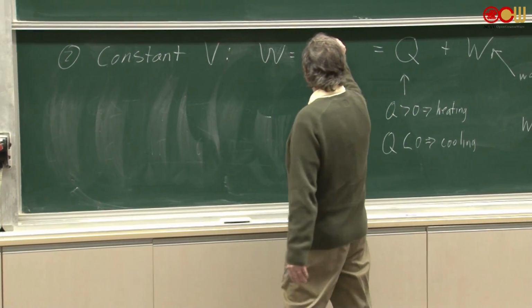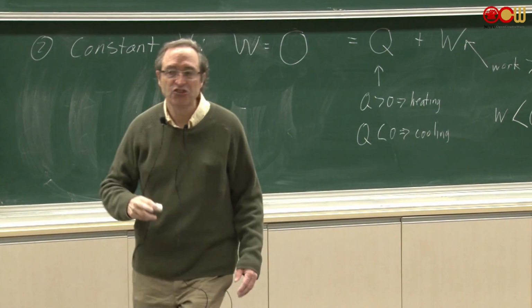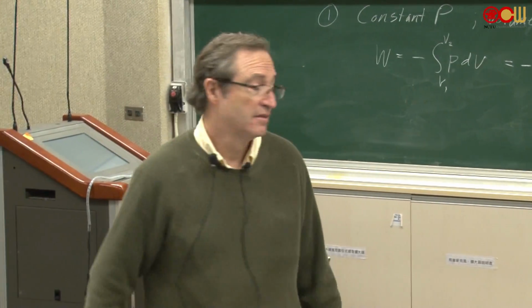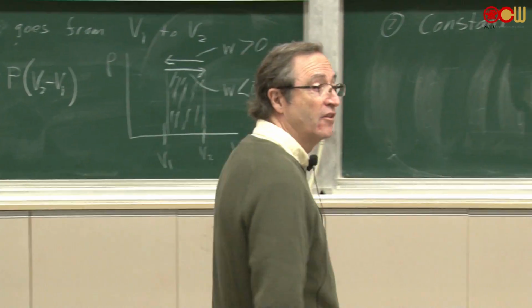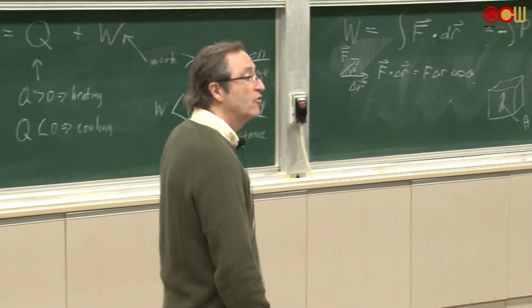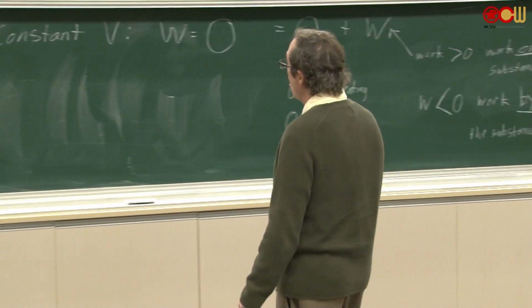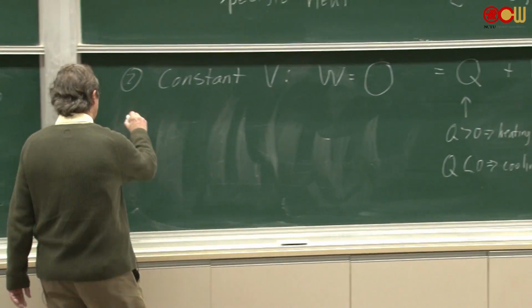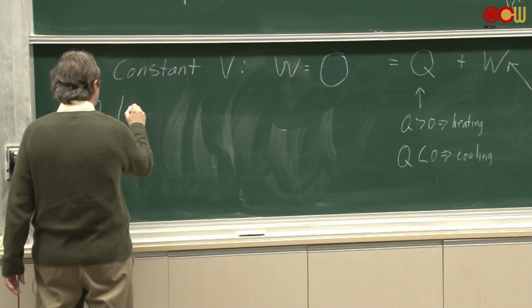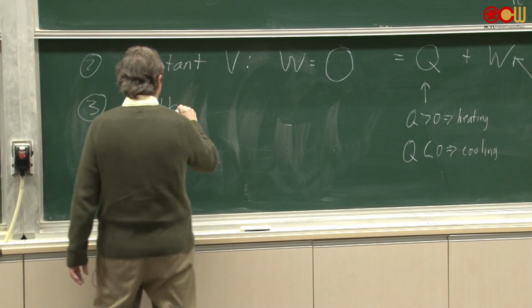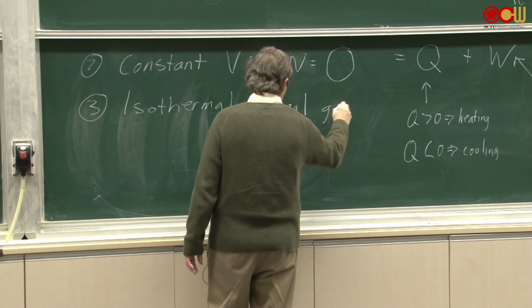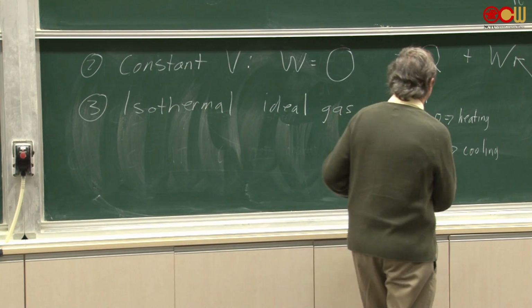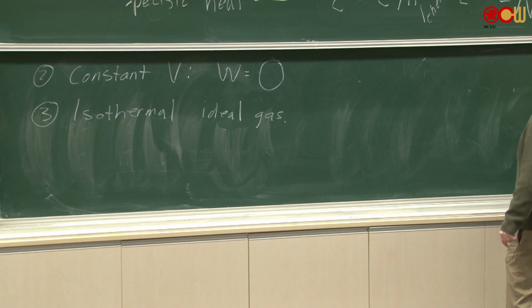So in many cases, you'll have situations where the volume is not changing and there's no work done. There could be a Q, energy added due to heating or cooling, but there's no work done. The third one, which is very common, is isothermal ideal gas. All right, so now you have to do an integral.